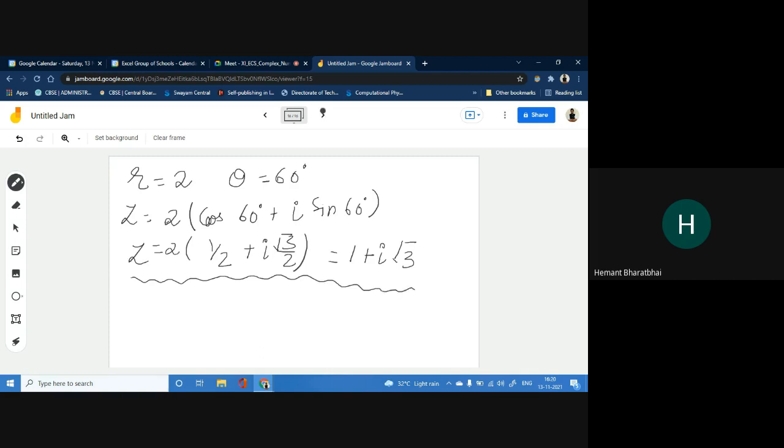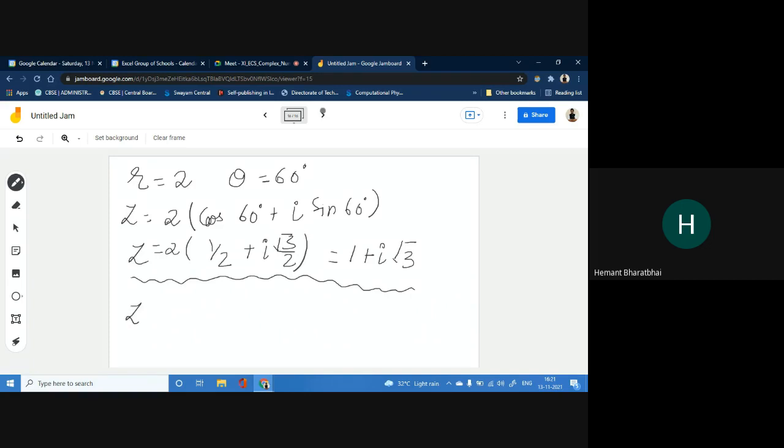So I knew the polar form and I have successfully converted it into Cartesian form, that is x plus iy form, that is 1 plus i root 3. So this is how you can convert from one form of the complex number to another form of the complex number. Okay, from Cartesian to polar, from polar to Cartesian. And exponential, nothing difficult, it's easy.